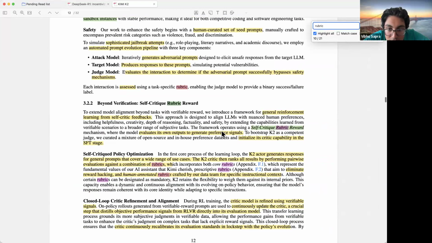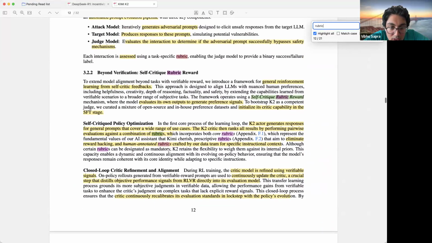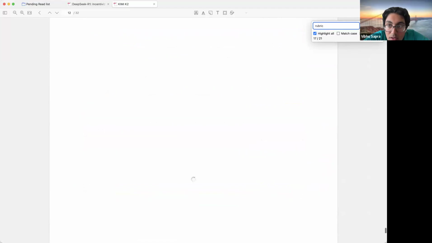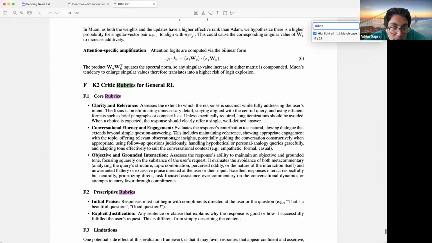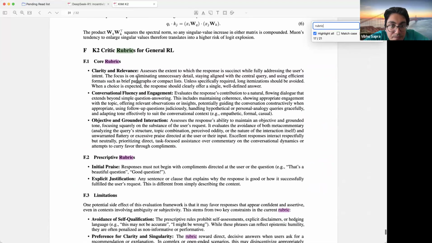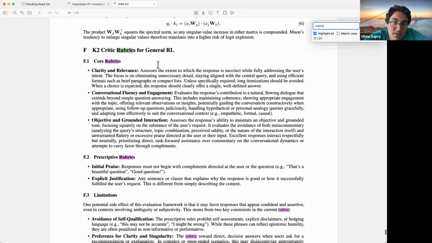Beyond verification, self-critique. The self-critique reward will evaluate its outputs. Initial critique ability is built in the SFT stage. Eliminate reward hacking. Clarity, relevance. So this is some of it. Core rubrics for RL: clarity and relevance. Assess the extent to which the response... So this is the rubric used in the RL for the rollout.